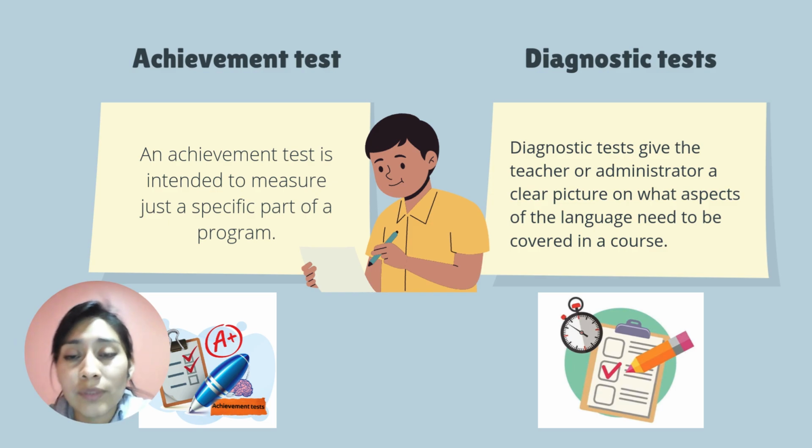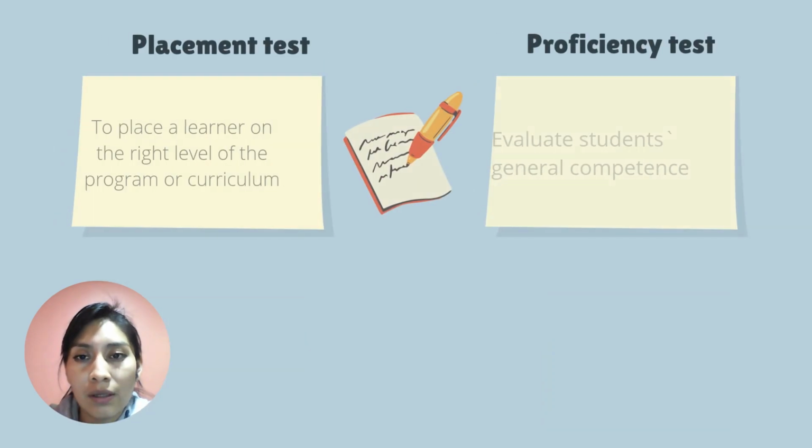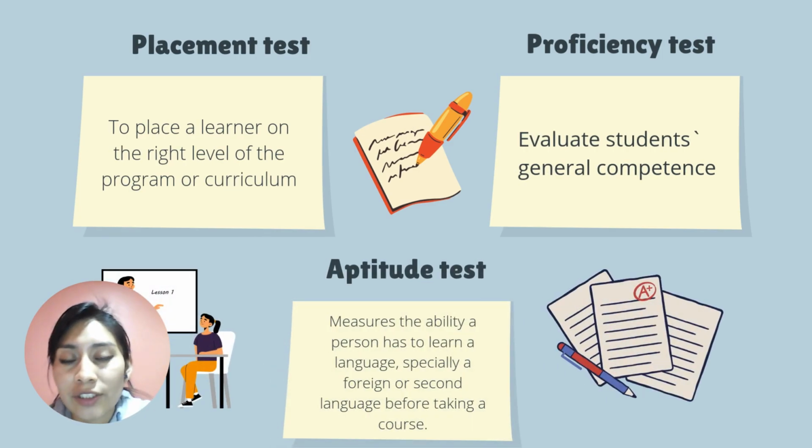Now we have the achievement test. It measures acquired skills at the end of a lesson or program. And we have the diagnostic test that identifies initial skills to design a course. Now we have the placement test that determines the appropriate level of a student in a program. And we have the proficiency test that assesses general competence, such as the TOEFL. And we have the aptitude test that predicts the ability to learn a language.